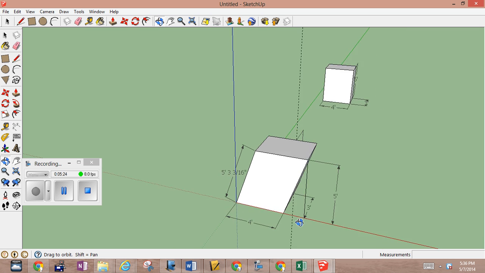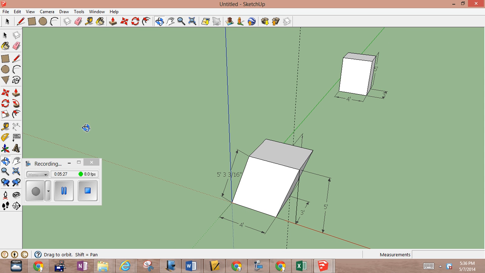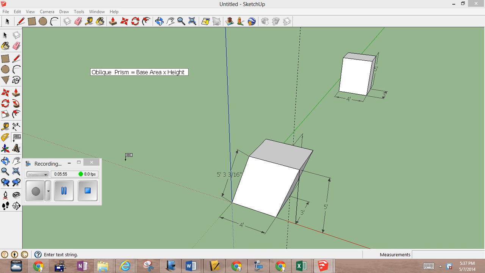So a little something a little different. That's called an oblique prism. It has the same formula: base area times the height. Again, the only difference is that the height is not the edge of the prism now. It's the height that it stands, the distance between the two bases, the vertical distance between the two bases, if you will. That's oblique prisms.